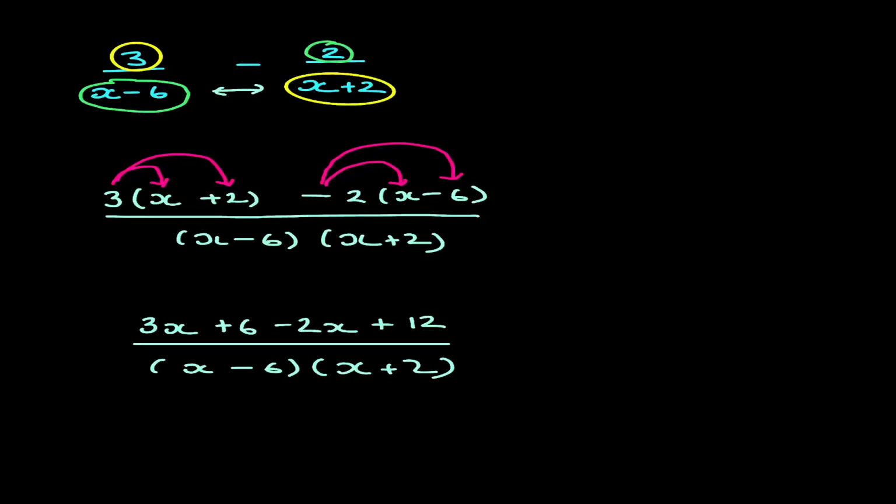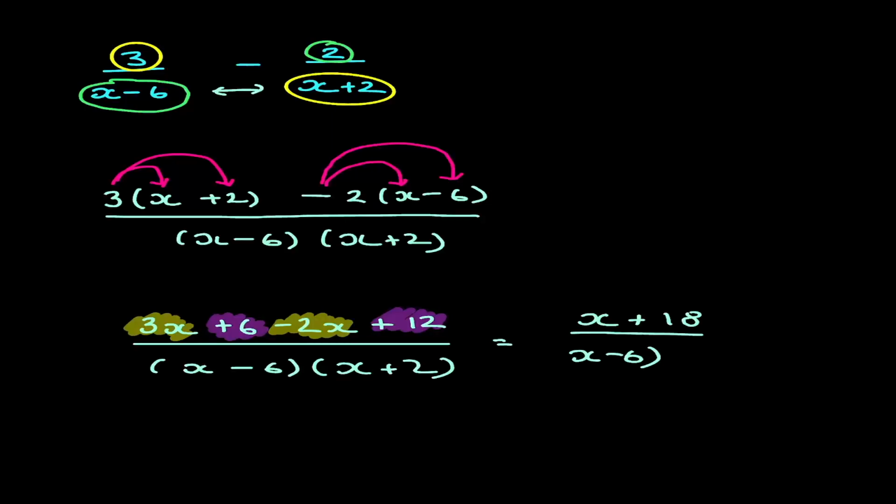Now we can collect like terms. We've got 3x, take away 2x, which is just 1x, which we can just represent as x. And then we've got positive 6 plus 12, which is 18. So x plus 18. Can you hear my accent when I say 18? And then on the denominator, on the bottom, it's just x take 6, x plus 2. Boom, and that's it. Well done, well done.